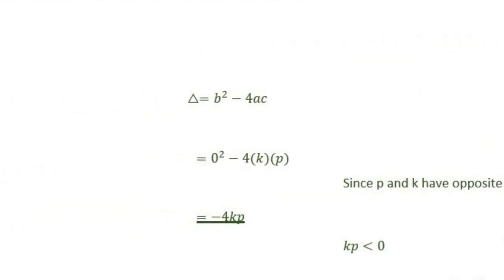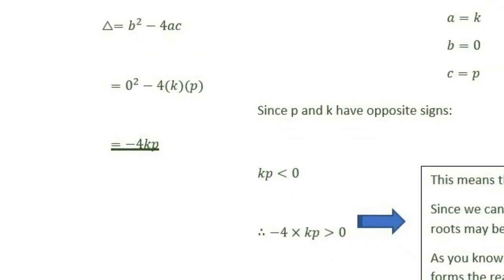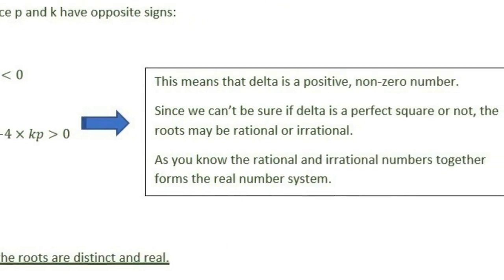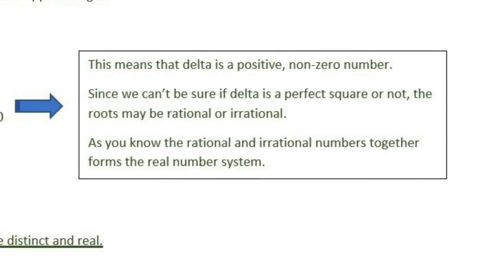And we go and substitute again into the formula. So we get 0 squared minus 4 times k times p, or negative 4kp. The question stated that k and p had opposite signs. Therefore, k times p will be a negative number, less than 0. And then negative 4 times that negative number, and negative times a negative results in a positive. So negative 4kp, or delta, is greater than 0.